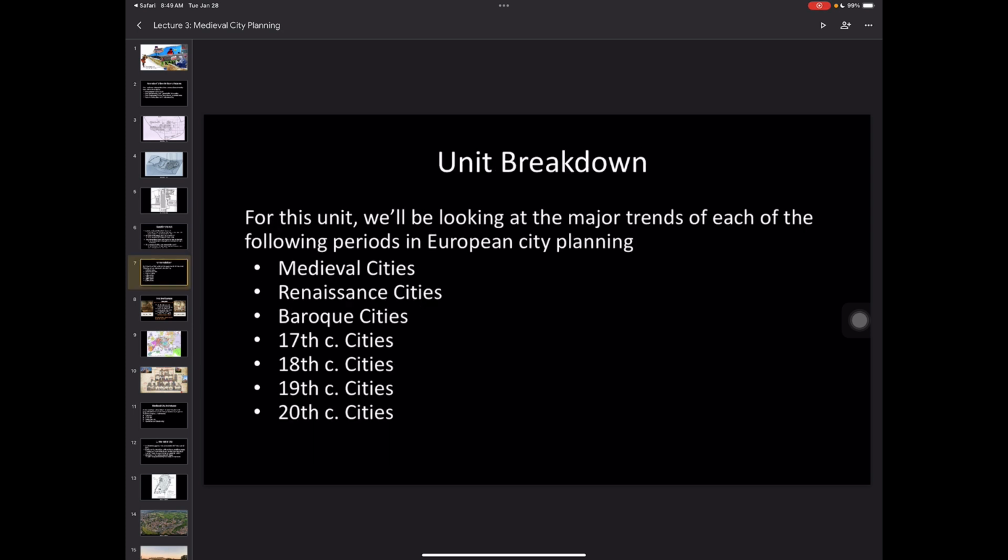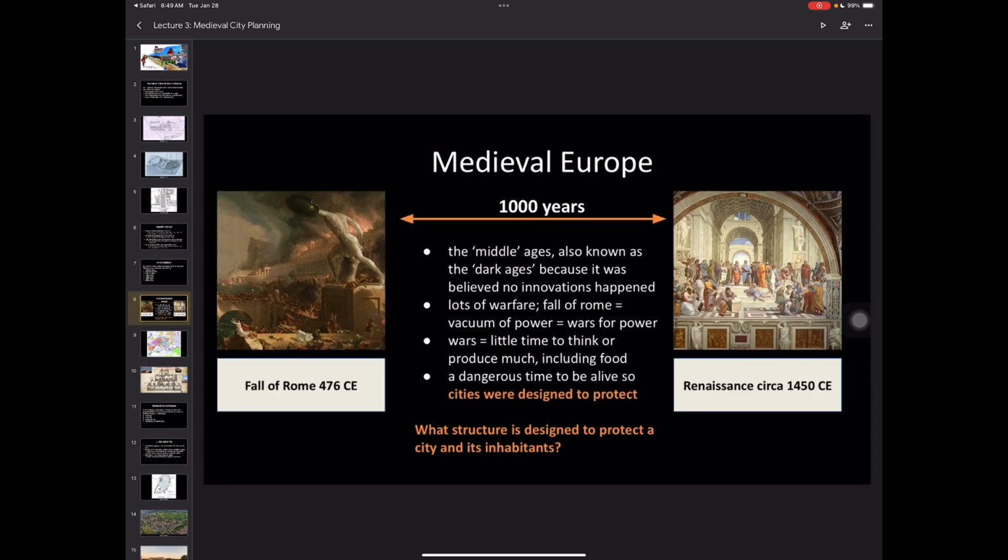So unit breakdown, you probably saw this in your syllabus already, but this is what we're gonna be studying. So today we're gonna start with medieval cities, then we're gonna go into the Renaissance, the Baroque, and then we're gonna break things down more or less by the century so that you're able to identify the layers that begin to form on each of these cities. So let's start with medieval Europe and what it is.